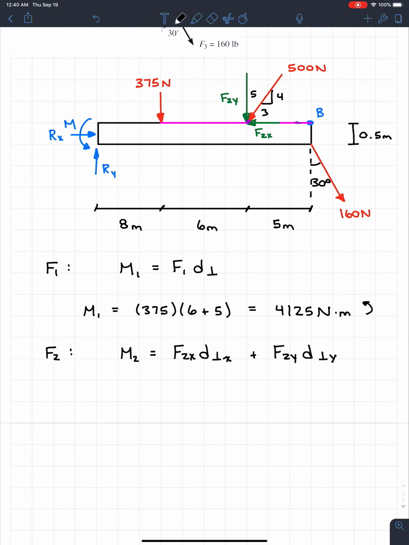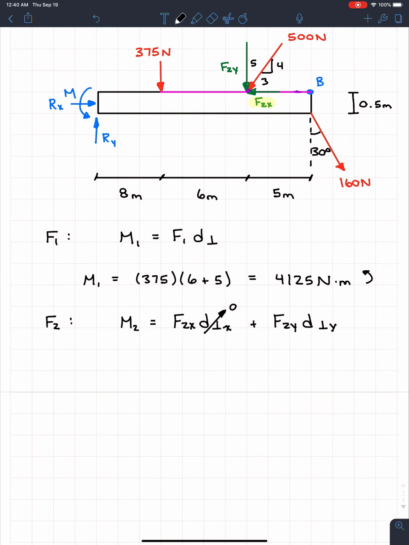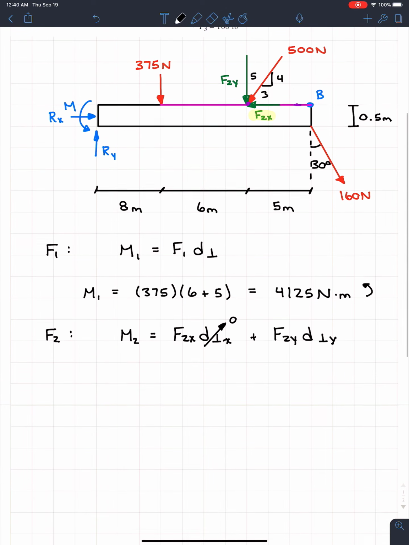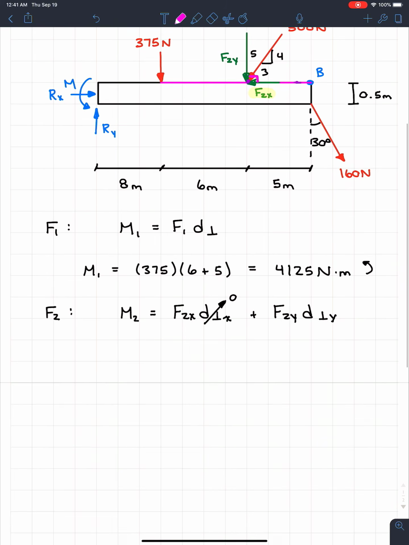Now if we look at F2x, which I'll highlight real quick, we see that it runs right along B, and it actually intercepts point B. So that perpendicular distance in this case is going to be 0. F2x does not create a moment about B because that perpendicular distance is 0. And F2y, on the other hand, there is a distance. We see that there's a perpendicular distance between F2y and point B.